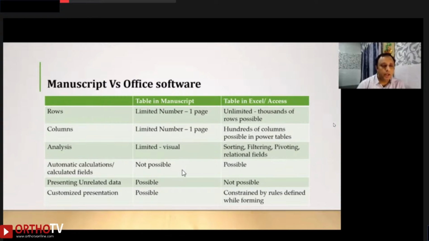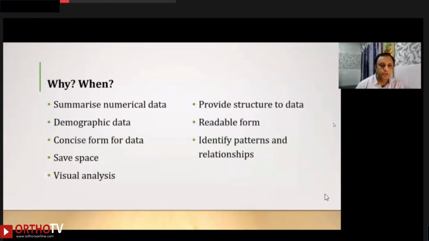the softwares. Automatic calculations or calculated fields are not possible in a table manuscript, whereas it's possible in Excel and Access. Presenting unrelated data is possible in manuscript, whereas it's not possible in Excel and Access because they're usually constrained by some rules. Customized presentation, again, is possible in a manuscript, whereas in the softwares, these are constrained by rules defined while forming the tables.